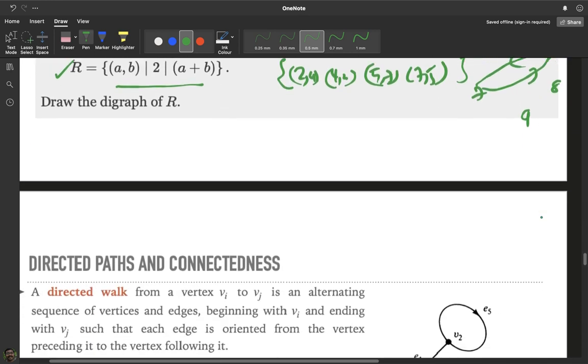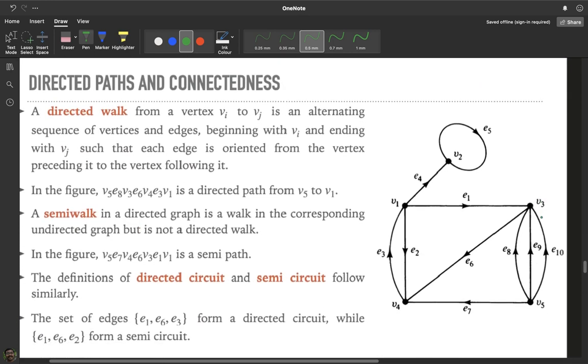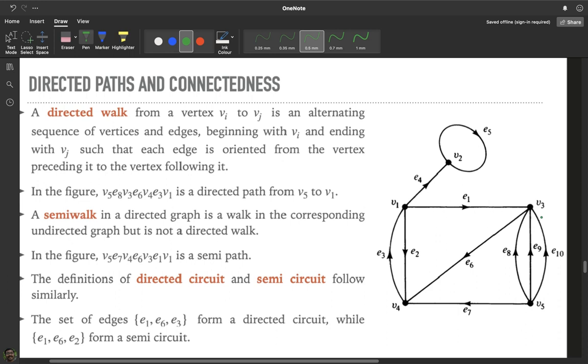Okay, and moving forward, we'll come to an interesting geometric concept. We'll be extending our concept of walk and also path to these problems. We'll be extending the concept of walks and circuits to directed graphs also. There are many concepts here, very simple concepts. So what do we mean by a directed walk?